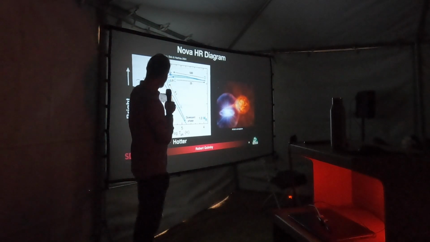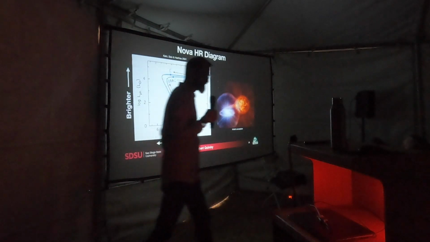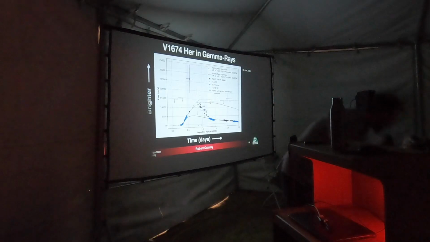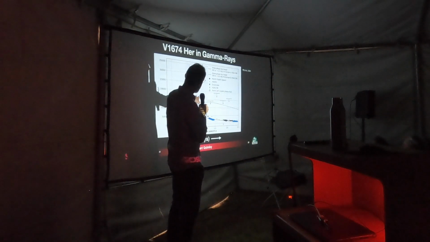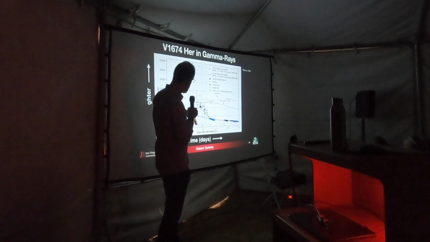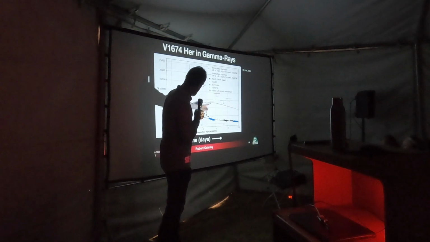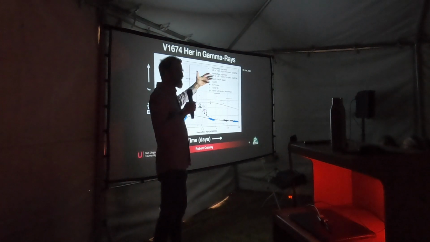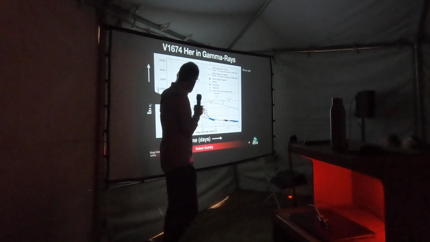Now from a nova, they never get that hot, so you don't expect to see any gamma rays, right? So of course, what do we see when we put in our gamma ray telescopes at nova? We see gamma rays. So this was observed with a satellite called Fermi. This is the same nova, B1674 Her, and it started off bright and then faded over about half a day. So where are these gamma rays coming from? This is the dominant source of power in this.